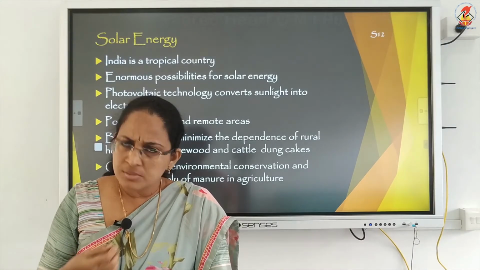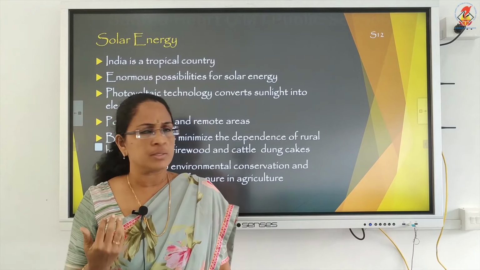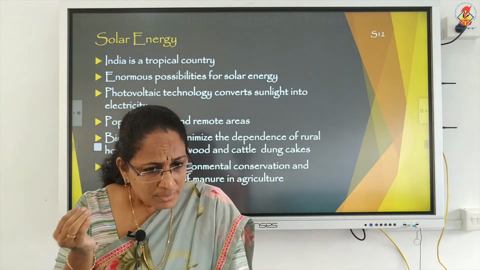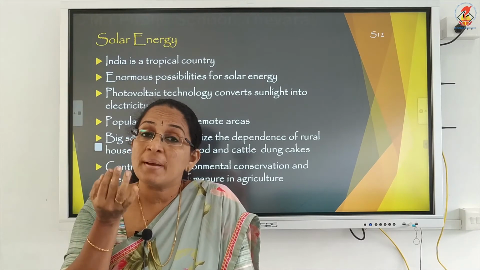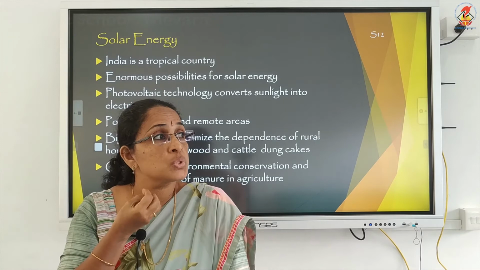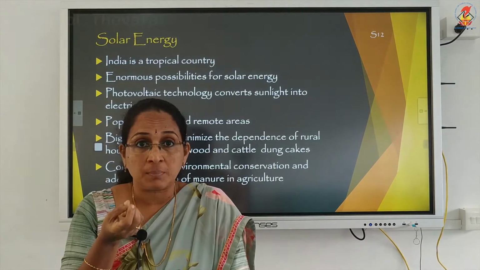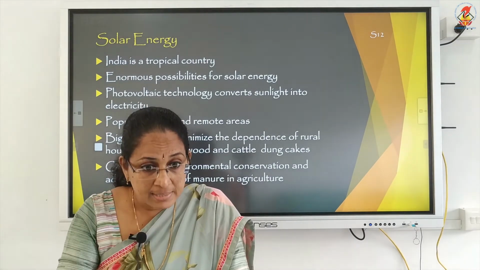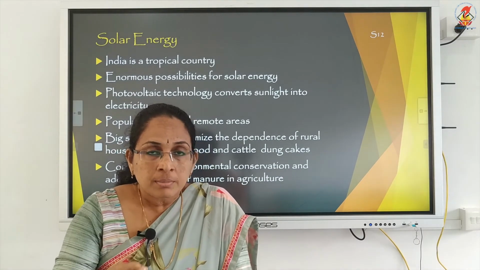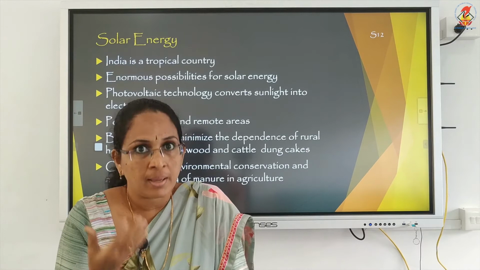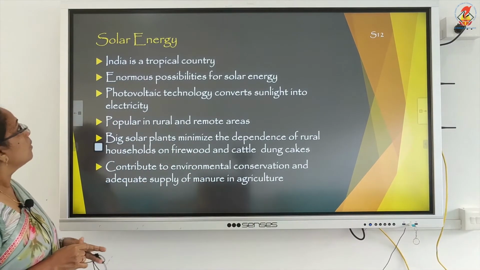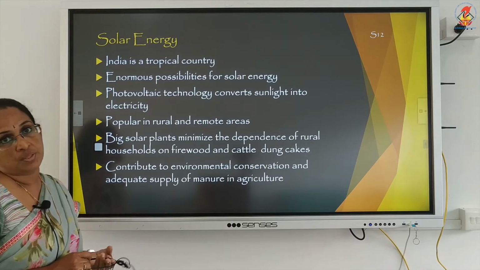Solar energy is now widely used in all parts of India, and it has two benefits. Earlier in rural areas, people were using cattle dung cake and firewood. By the introduction of solar energy plants, now people are using more solar energy.